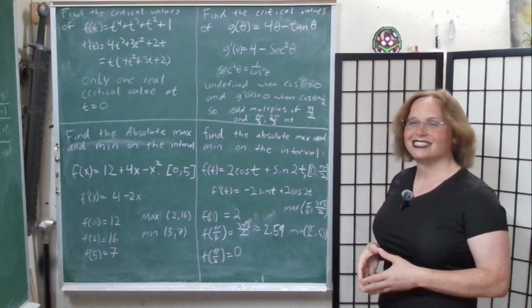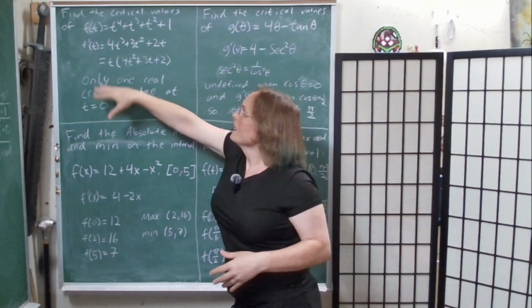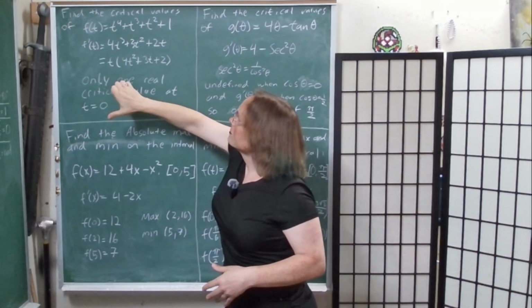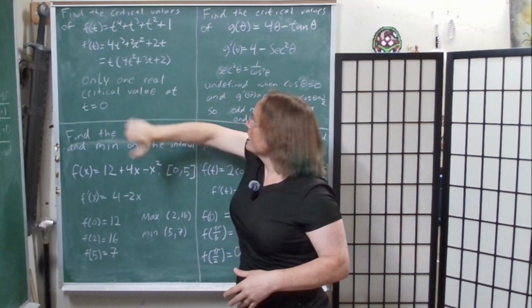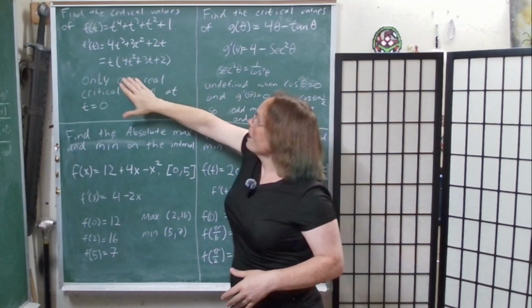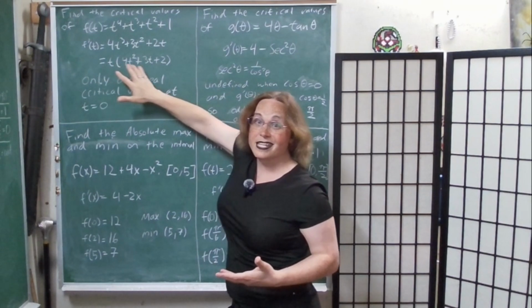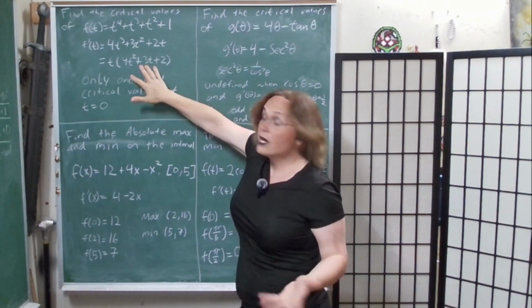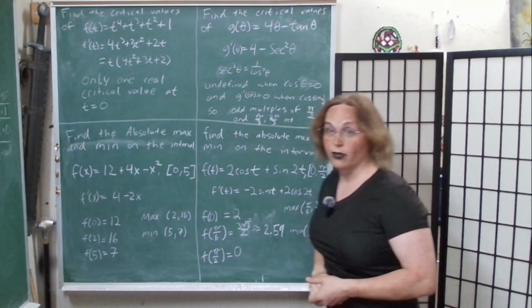How'd you do? So on our first one here, nice and easy, we just take the derivative and then we factor out the t. Look at the discriminant here, and you find that we've got a 0 here for this t, and then there are no real zeros here, so we only have the one critical point.